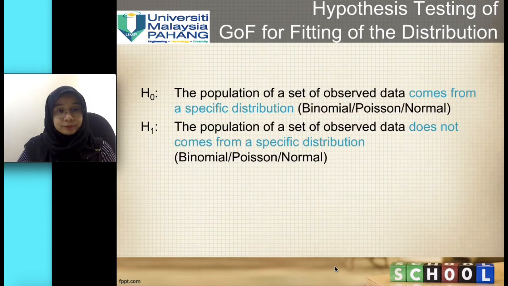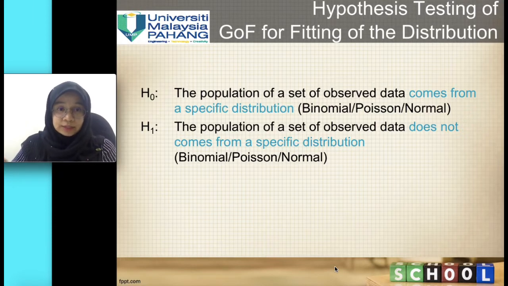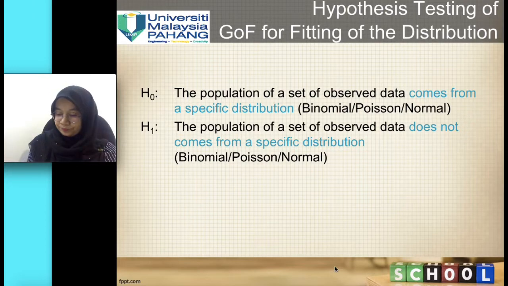Okay, what is the hypothesis? H null, the population comes from a specific distribution, or the population follows a specific distribution. And then H1, if H null follows, H1 does not follow. The population does not come from a specific distribution, or the population does not follow a certain distribution.